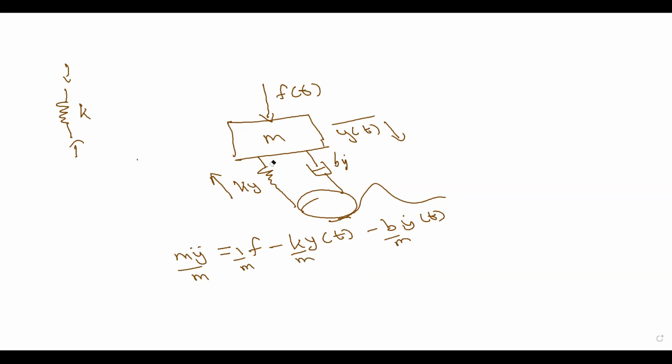So if I isolate the external force, f of t over m becomes y double dot of t plus k over m, k over m y of t.